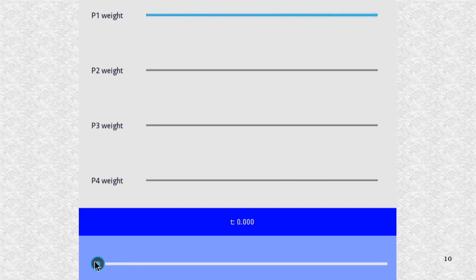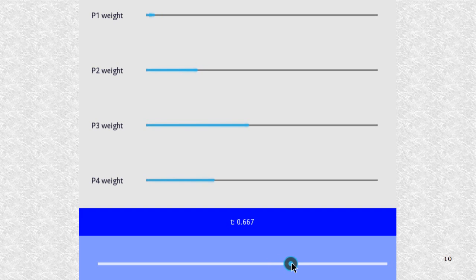This is a demo of the application as T changes from 0 to 1. At T equals 0, the Bezier curve is at point P1. Then, at a T of 0.33, the curve is near P2. At T equals 0.67, the curve is near P3. Finally, at T equals 1, we will be at our final point, P4.